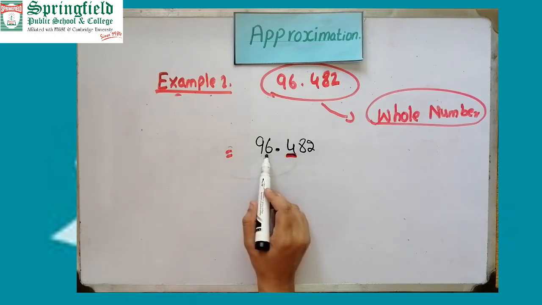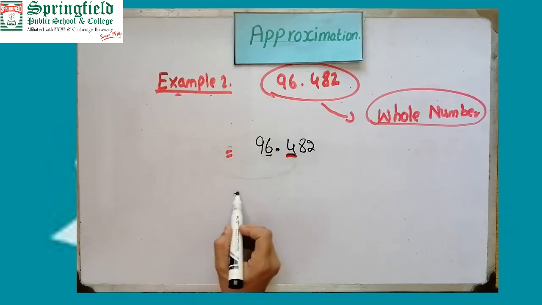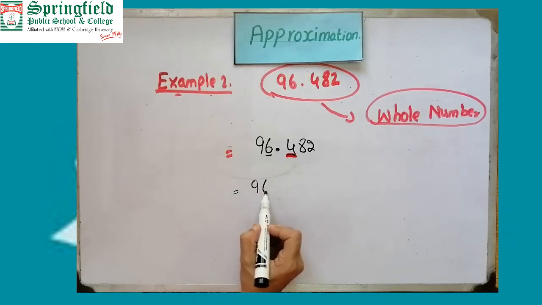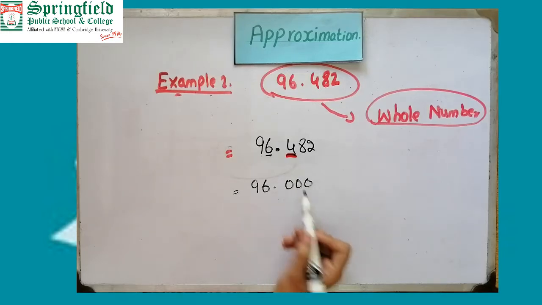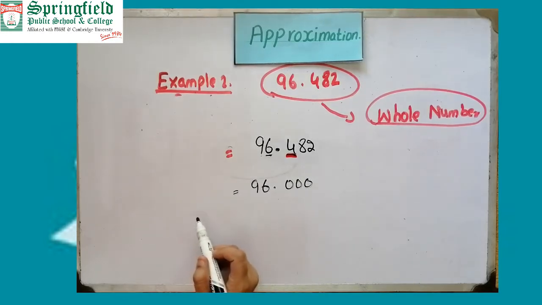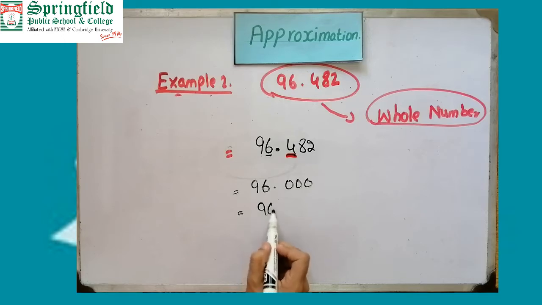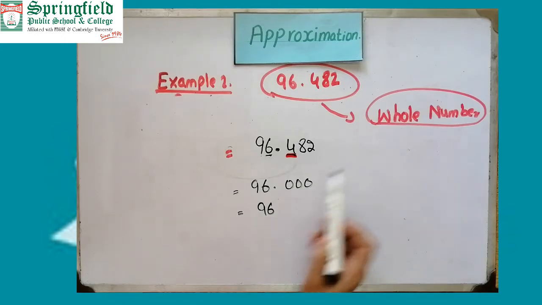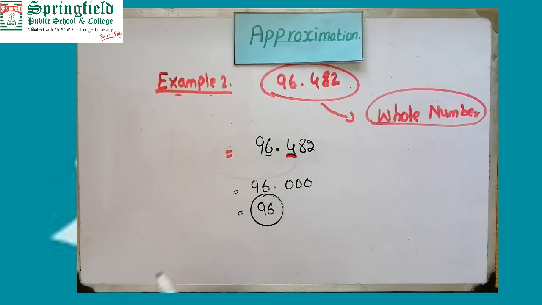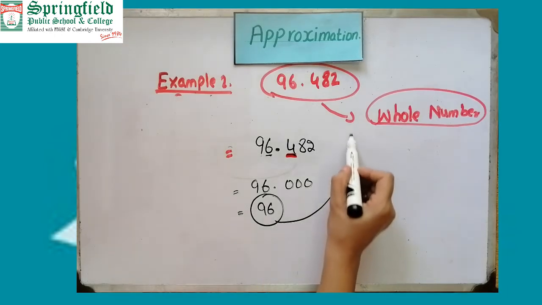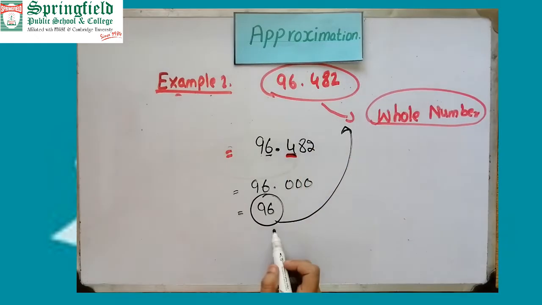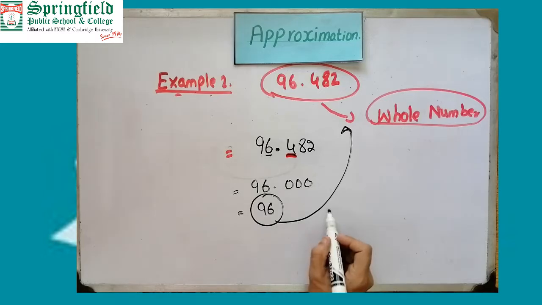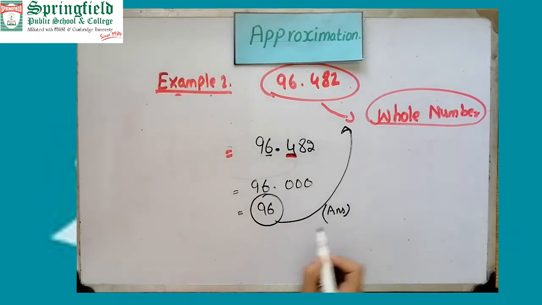So it means 6 will remain the same. So it will become 96.00. All the digits will be 0, and it will be 96. They are saying write it in whole number or nearest whole number. It means 96 is a whole number, and when we round off 96.482 to the nearest whole number, we will obtain 96, and this is your final answer.